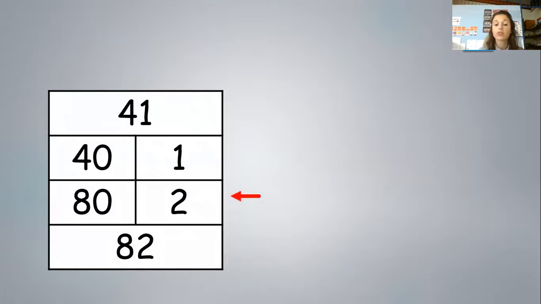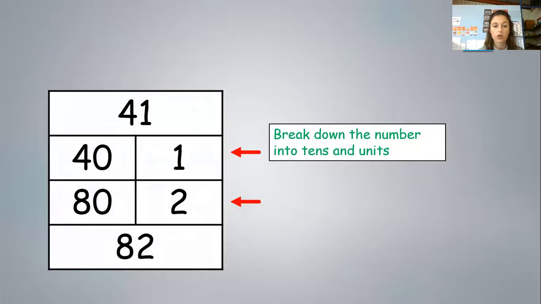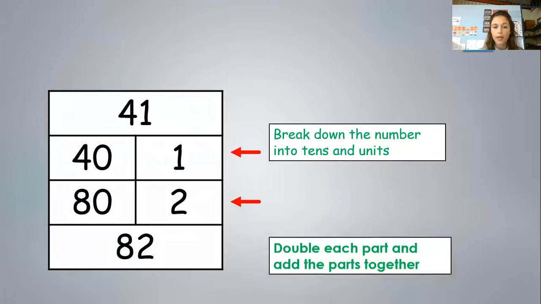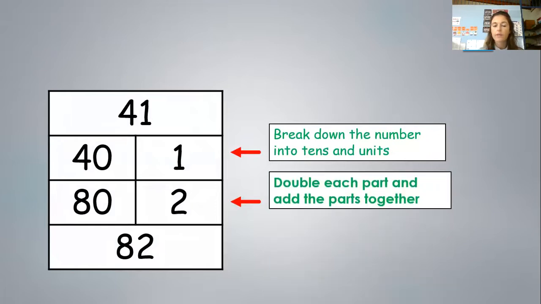And now remember, we need to double each part. So double 40 is 80, and double 1 is 2. And if we add 80 and a 2, we get 82.